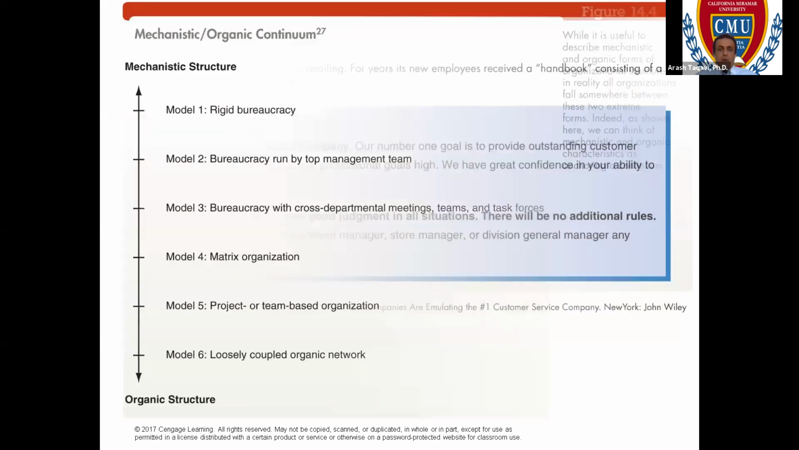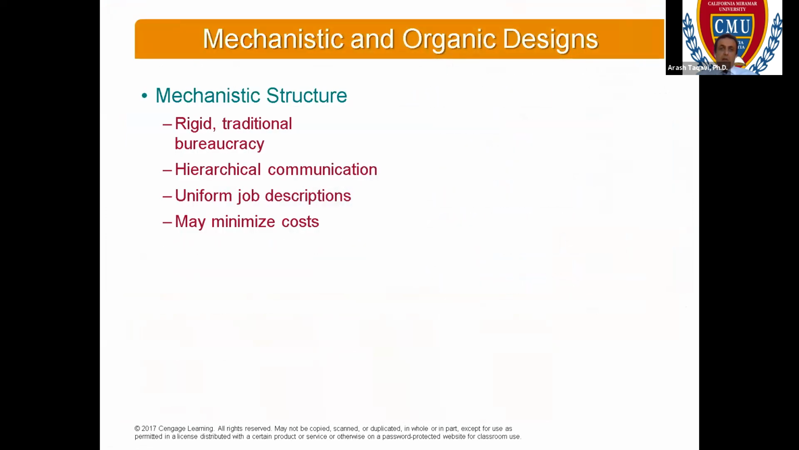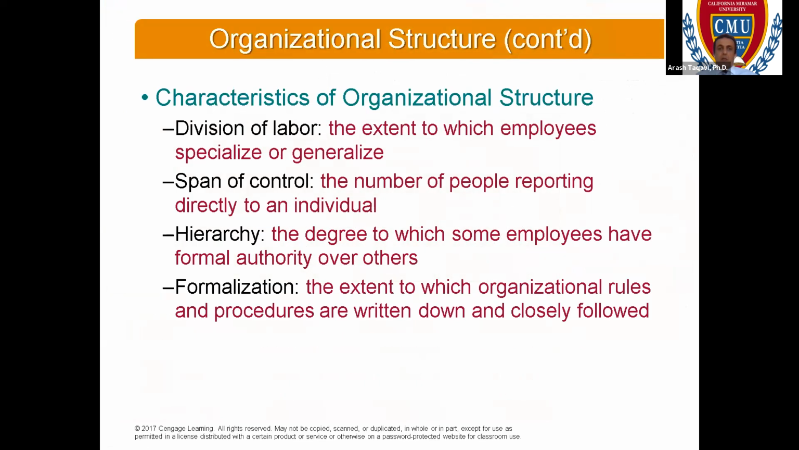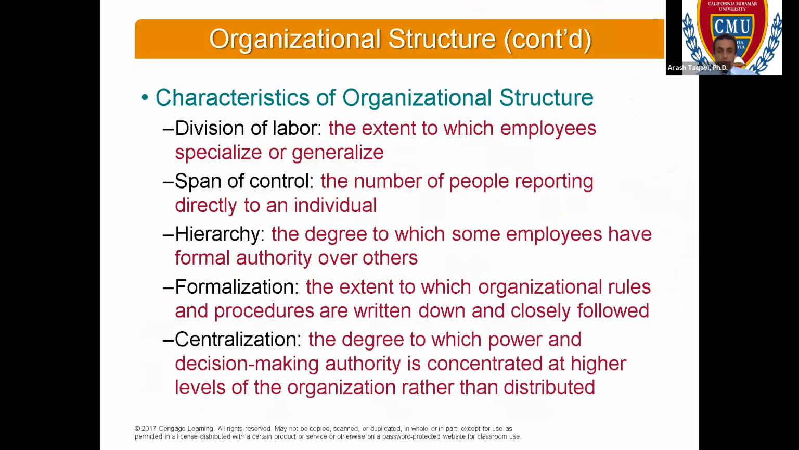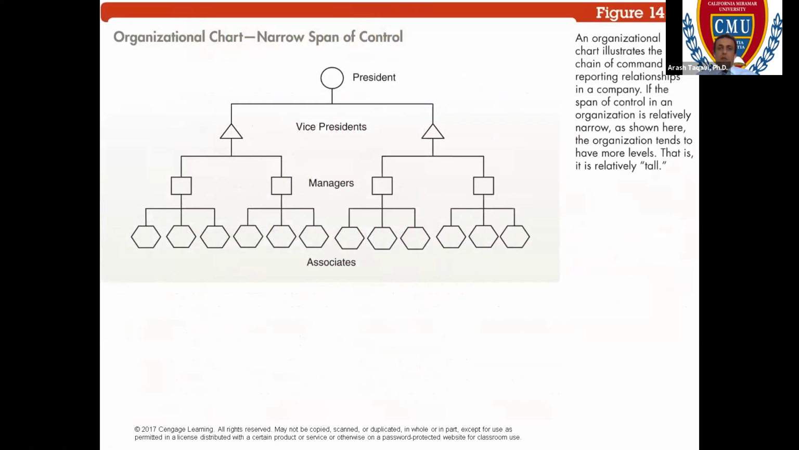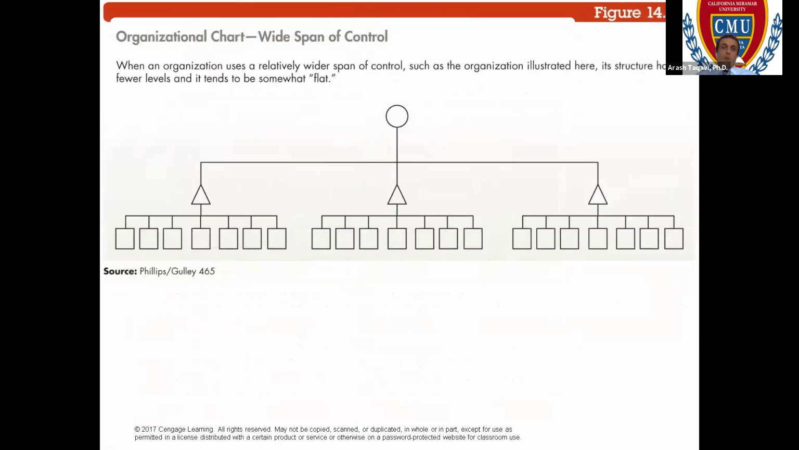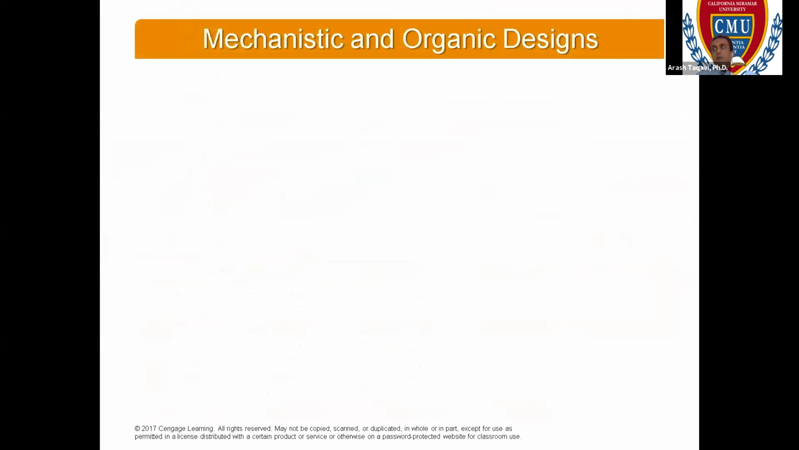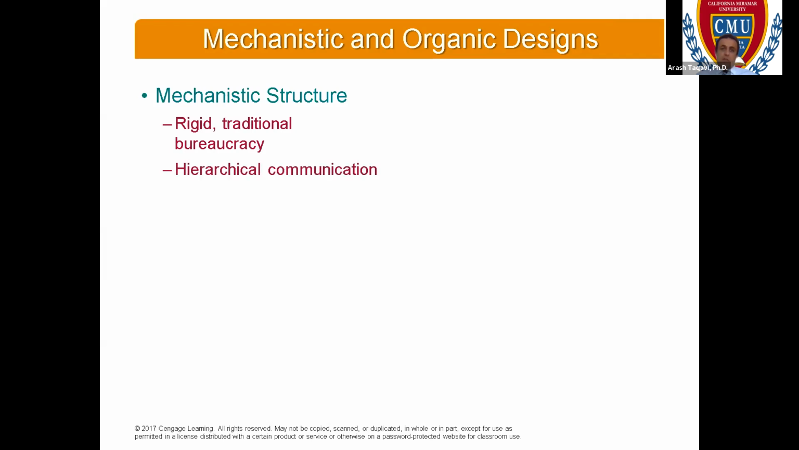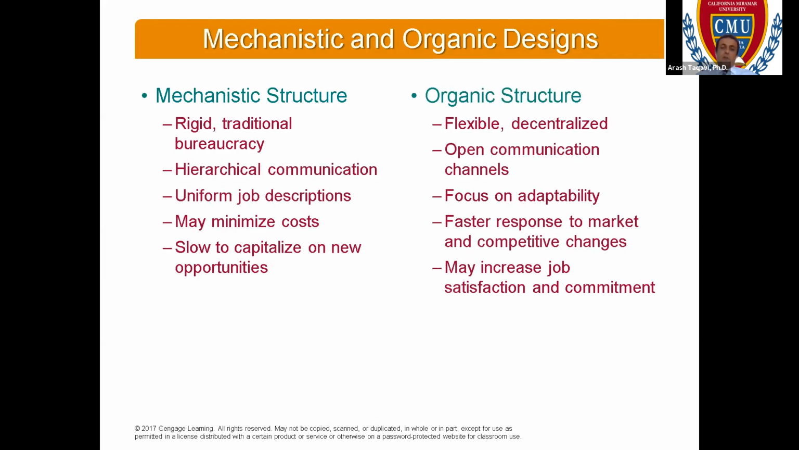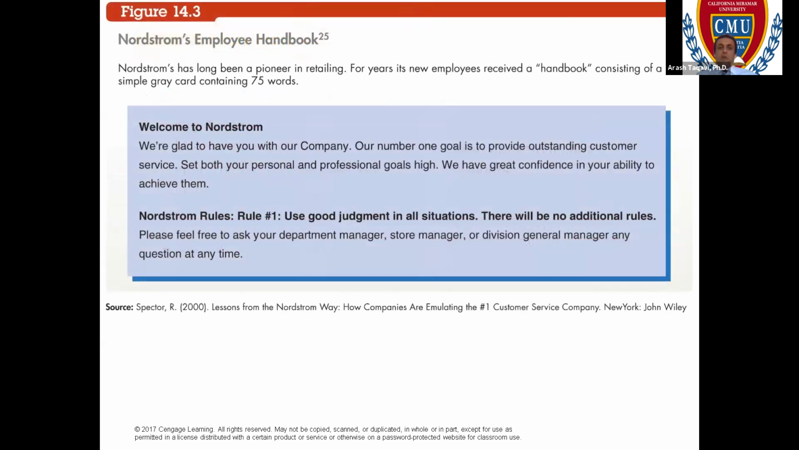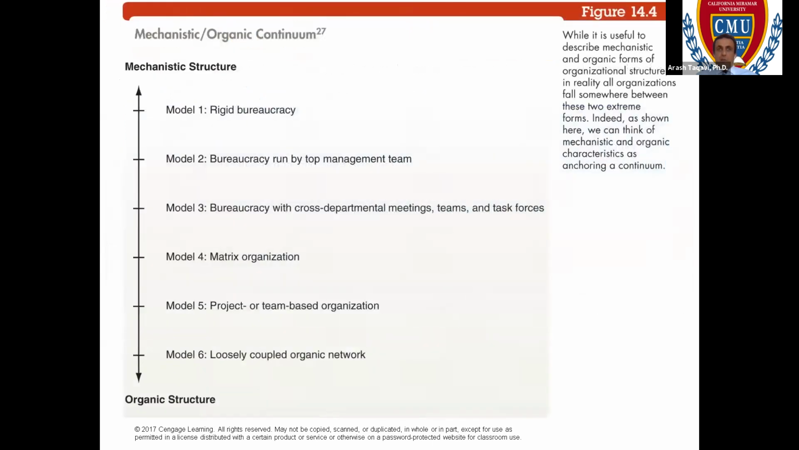And we talk about the characteristics of organization, a review again: division of labor, span of control, hierarchy, formalization, and centralization. And we talk about the organizational chart, about the span of control, narrow span of control and wide span of control, and mechanistic and organic designs for organizational structure, with their different parts and elements. And finally, we talk about the Nordstrom Employee Handbook and the range between one extreme, the mechanistic structure, and the other, the organic structure.